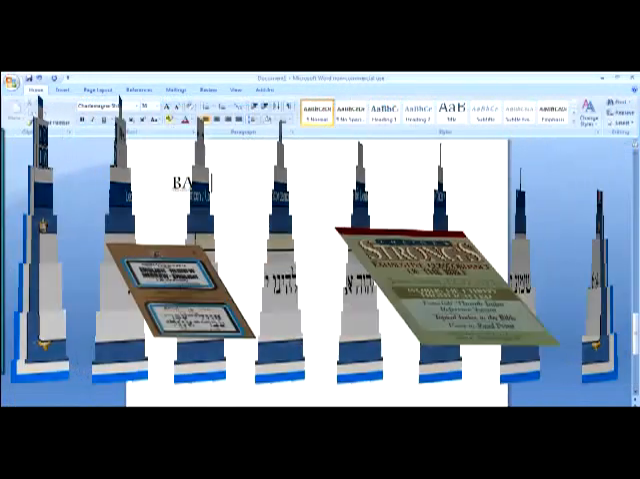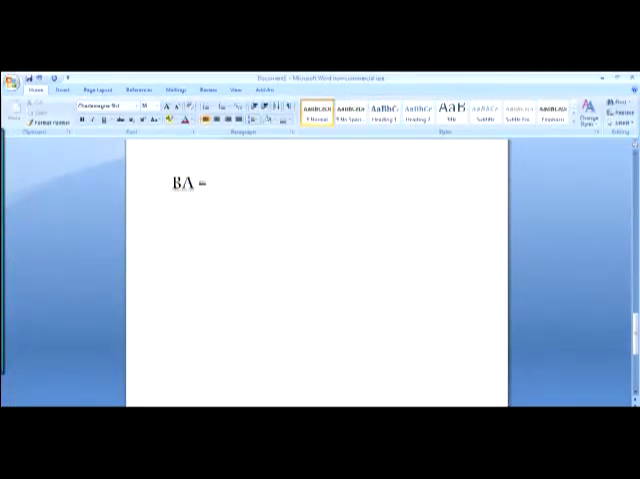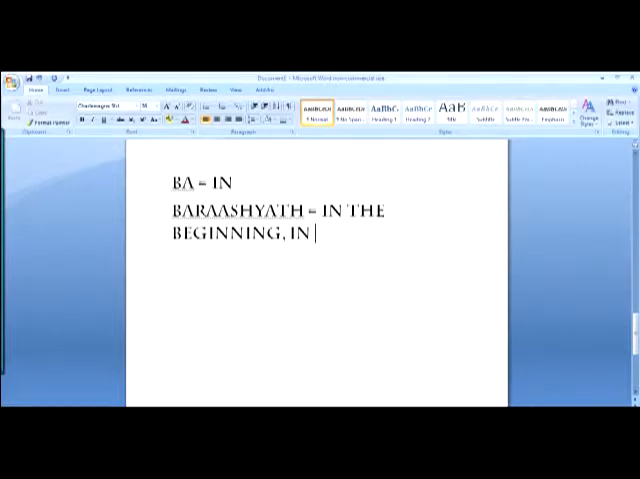All right. Now the preposition ba at the beginning of a word is "in." I'll give you an example. Bara'ashiath. Alright, now Bara'ashiath means in the beginning, but it literally means in the heading, or should I say just straight up in heading. Okay, so Bara'ashiath, in the beginning or in heading.